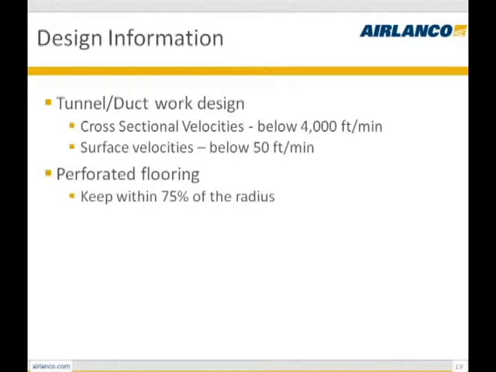Surface velocities are the velocity of the air coming through the perforations. You want to keep it below 50 feet per minute. And for the perforated area, keep it within 75% of the radius. Air will take the path of least resistance, and I want to mention this here. When you have a flush floor system, typically you want to keep all your perforated flooring within that 75% of the bin diameter, because it helps with the airflow. It makes the air have to work to go to the outside walls, so it actually helps the aeration system with better, more uniform airflow.